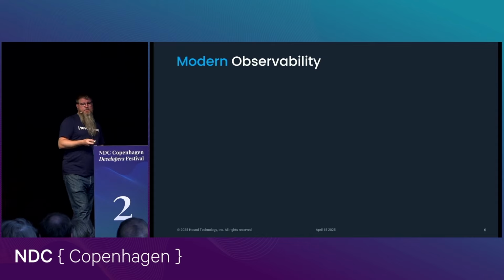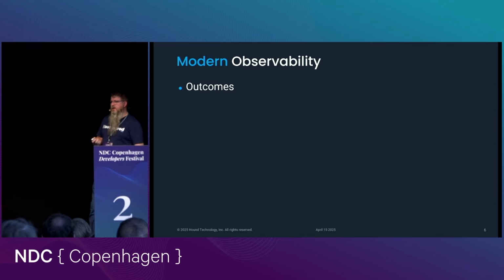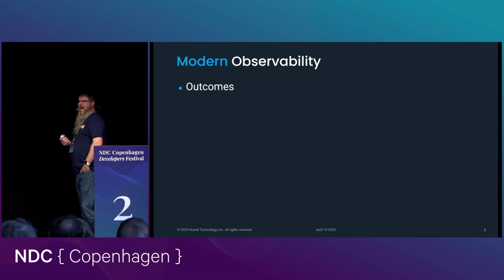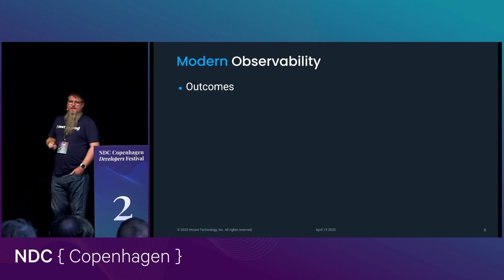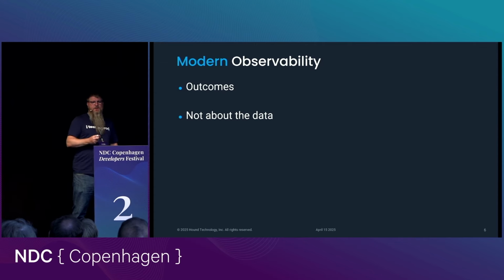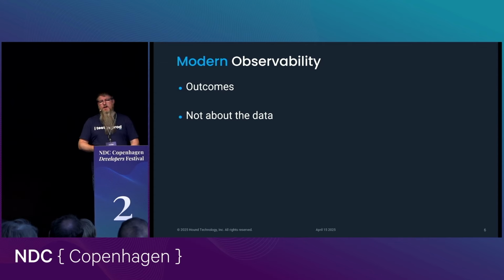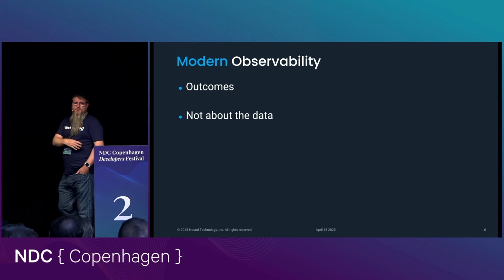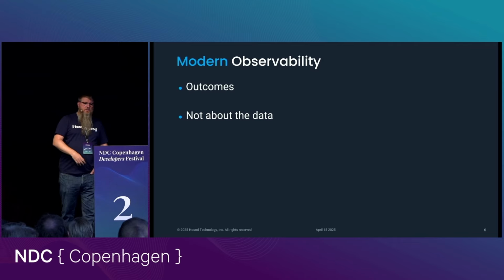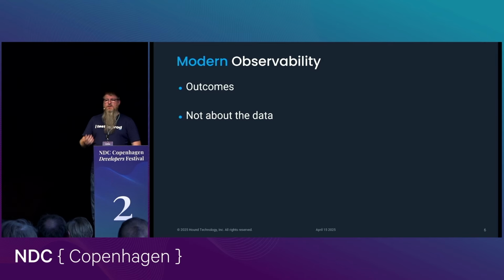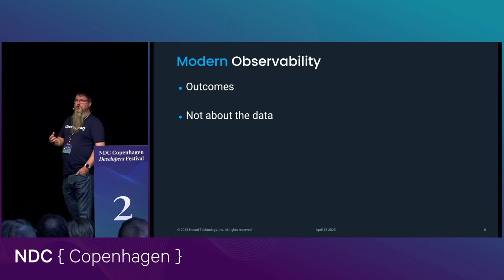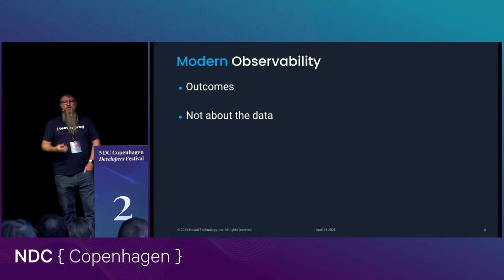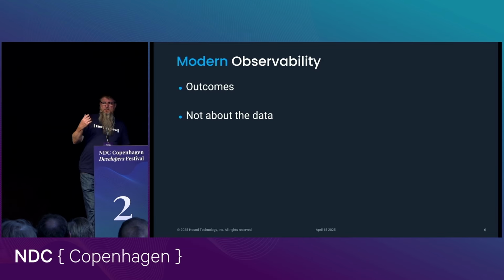So specifically, what do we mean by modern observability? Well, ultimately, it comes down to outcomes. It's not about the data. It's not about the telemetry signals. It's not about what logs you create, what traces you create. It's not about ditching logs, ditching metrics, moving to events, eBPF, all that kind of stuff. That's not what modern observability is about. It's about the outcomes. It's about what do we get from observability? What's the reason why we are investing so much time in observability?